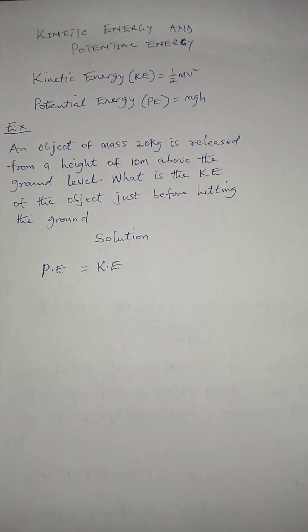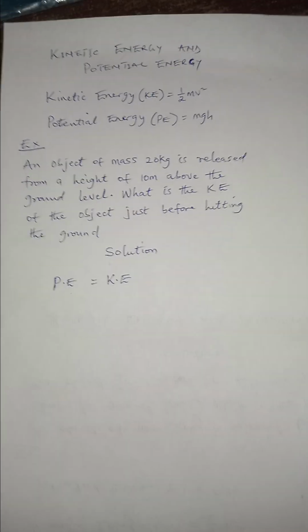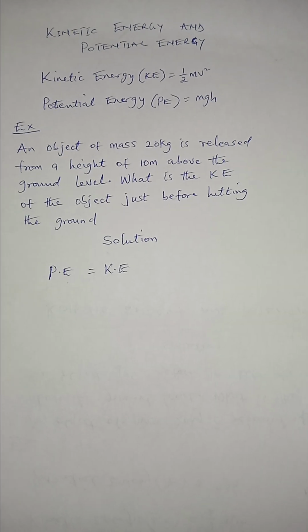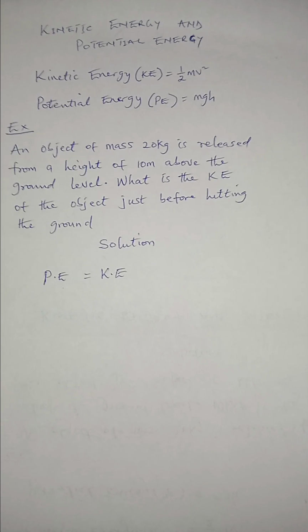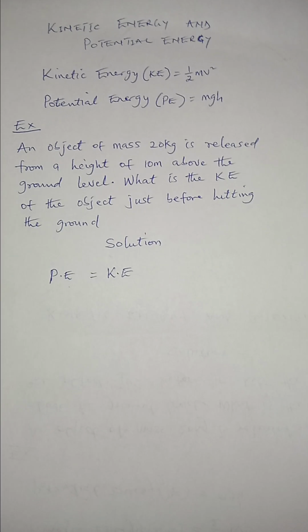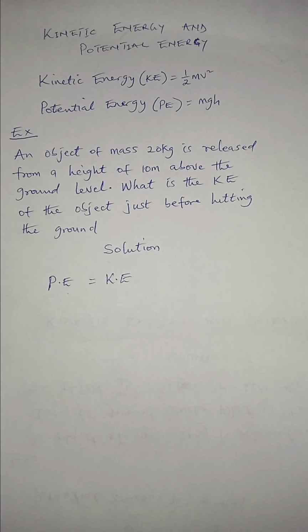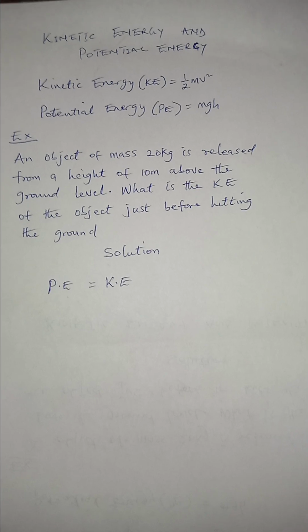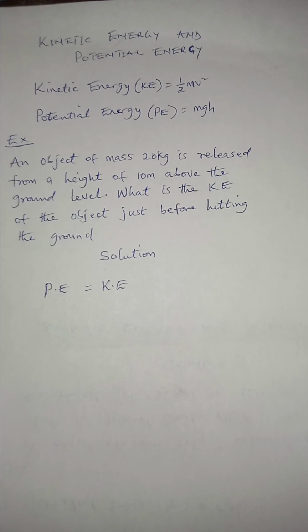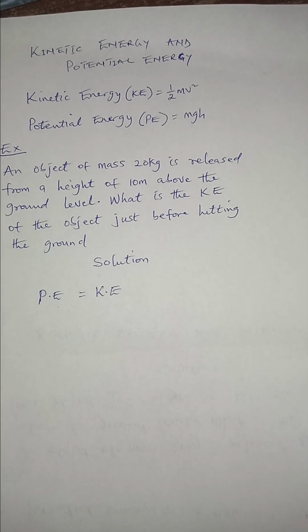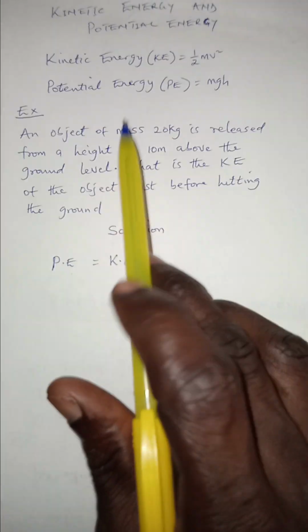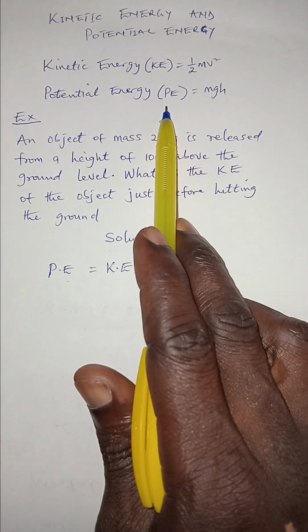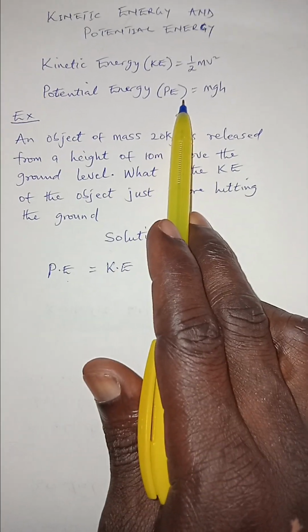Today, we want to look at kinetic energy and potential energy. Kinetic energy is the energy possessed by a body by virtue of its motion, while potential energy is the energy possessed by a body by virtue of its position.